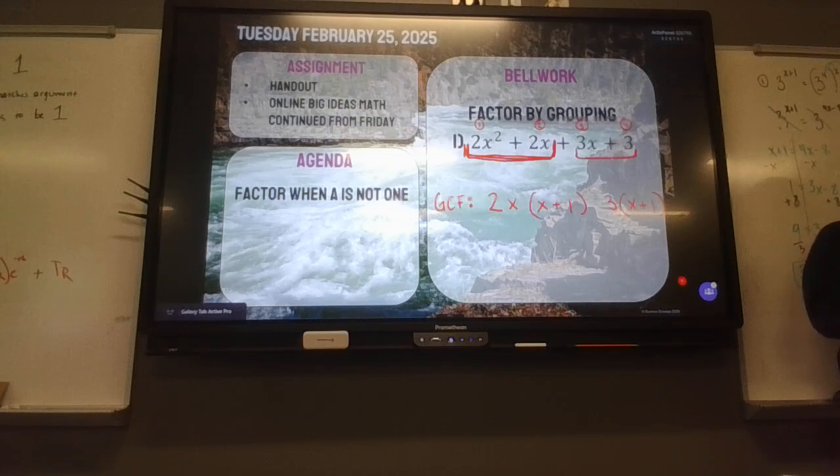So everybody see that. Now, it's really important that these parentheses match. There's two sets of x plus 1s. So I'm going to group together the 2x and the 3, and I'm going to keep the x plus 1. This is the final answer.